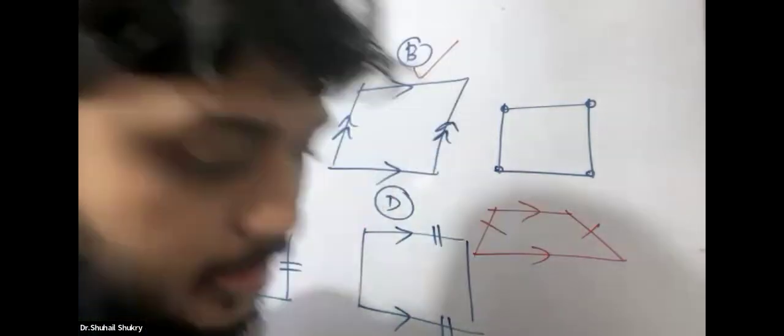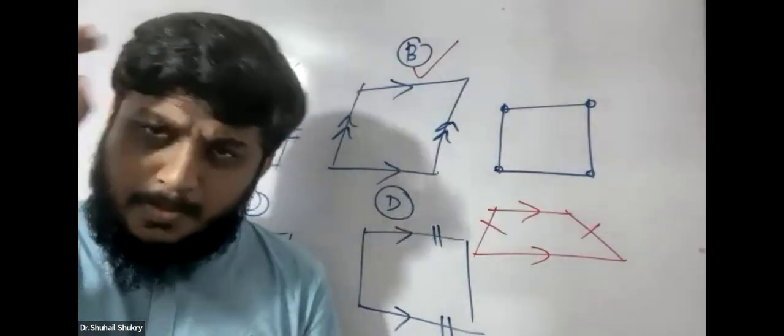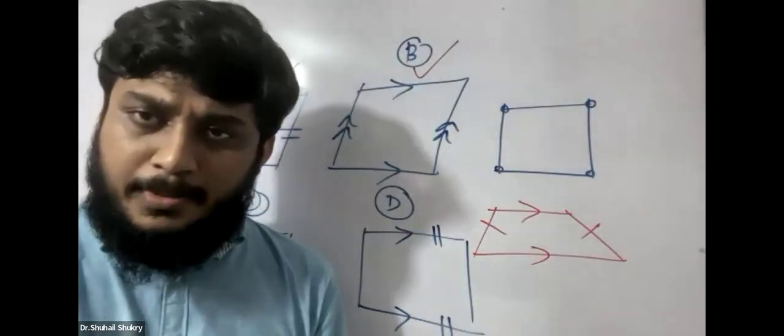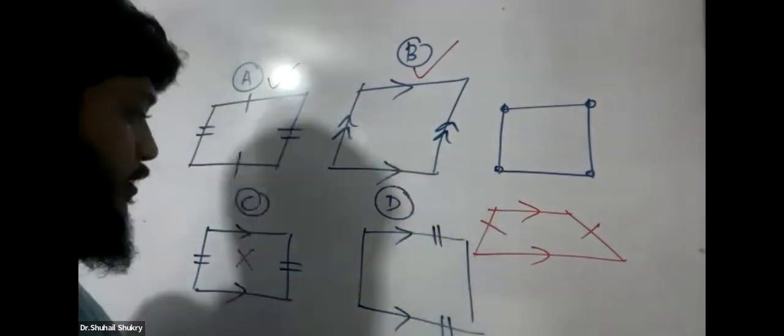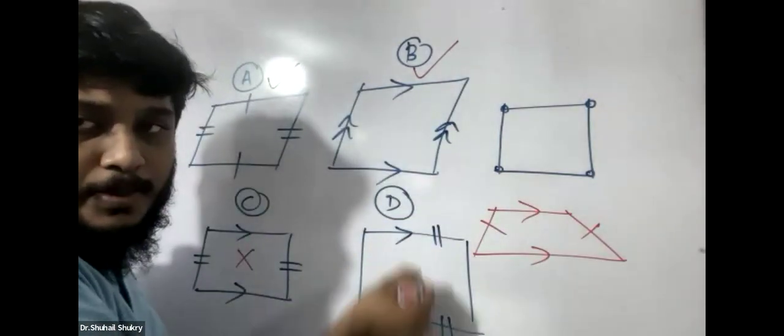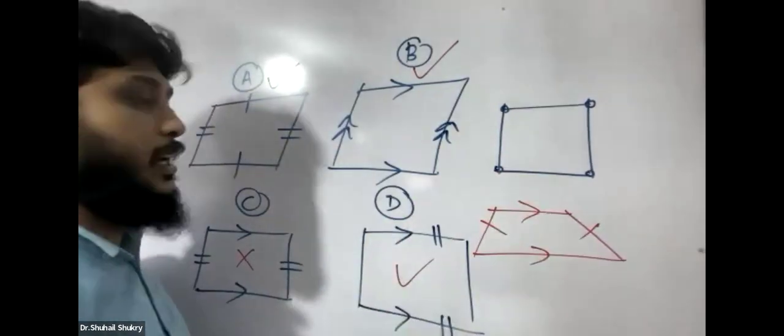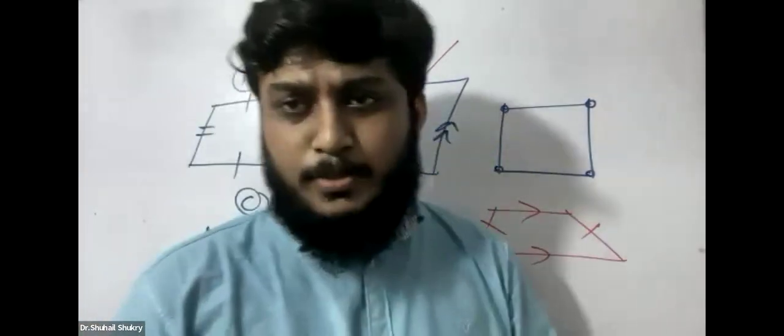It's like a criminal investigation. You should 100% prove he is the criminal killer. So if even one pair of opposite sides are equal and parallel, it is a parallelogram. So A, B, D all come under this.